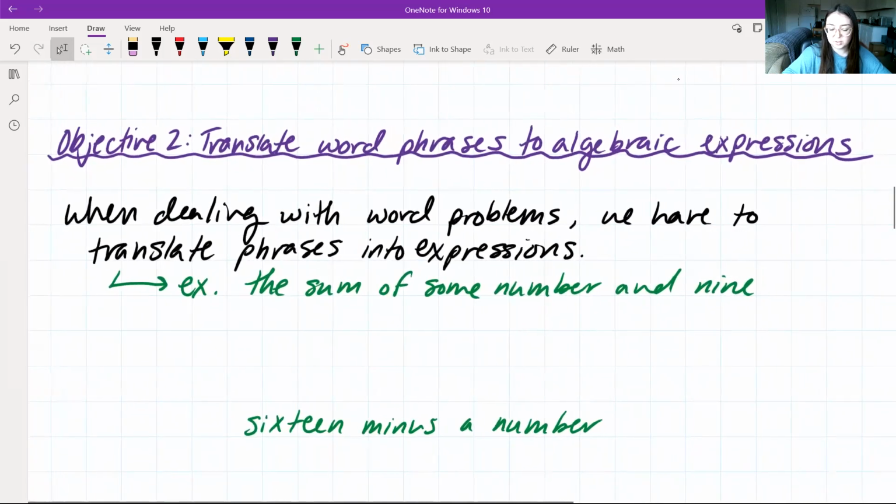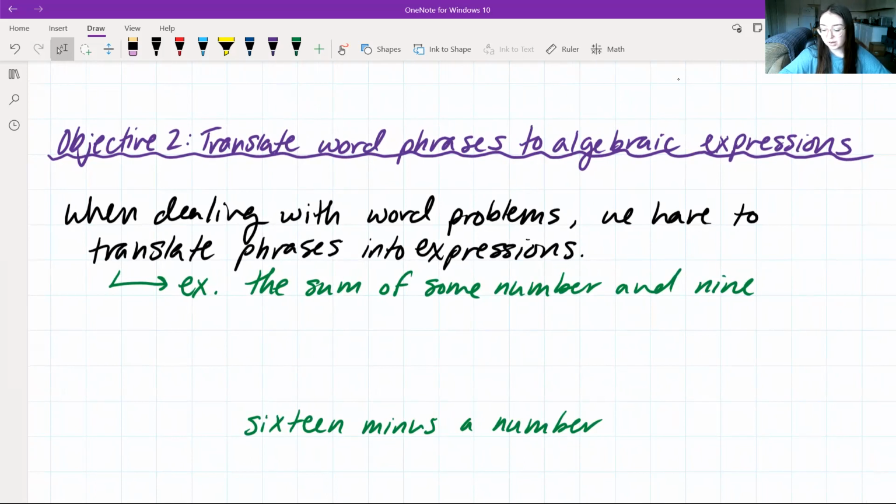All right, objective 2 here. We want to translate word phrases to algebraic expressions. When dealing with word problems, we have to translate phrases into expressions. This is a common difficulty with word problems: it's hard to set up an equation or an expression to go along with our word problem, since we don't exactly know how to translate it.